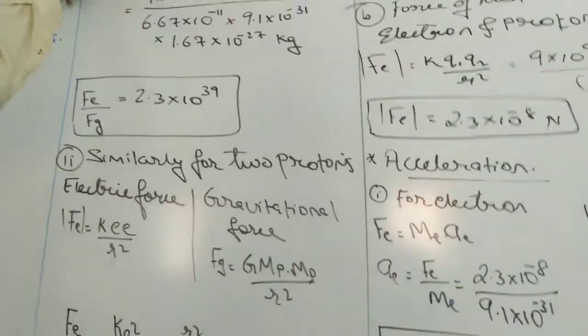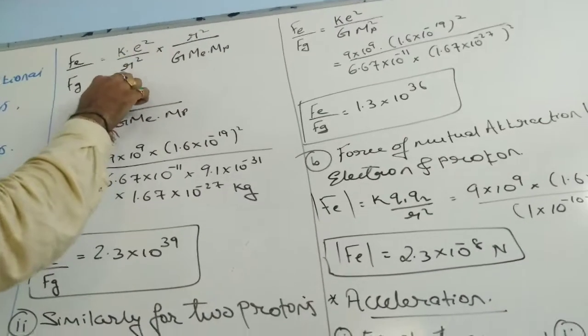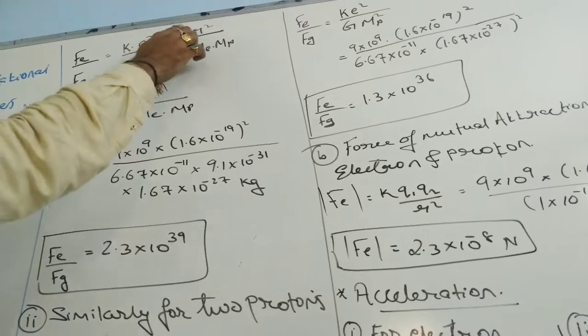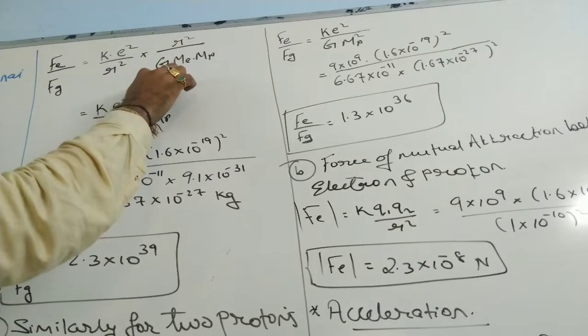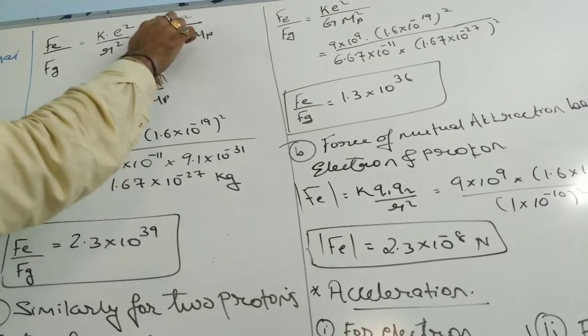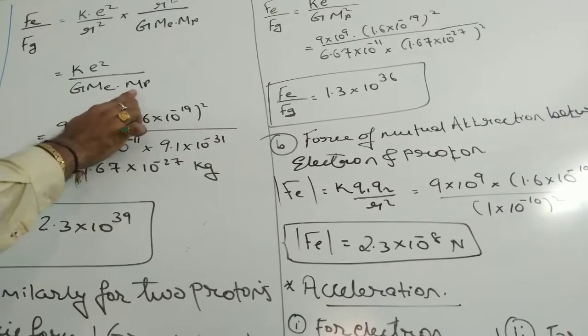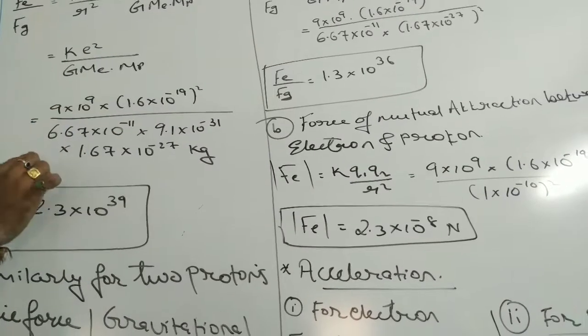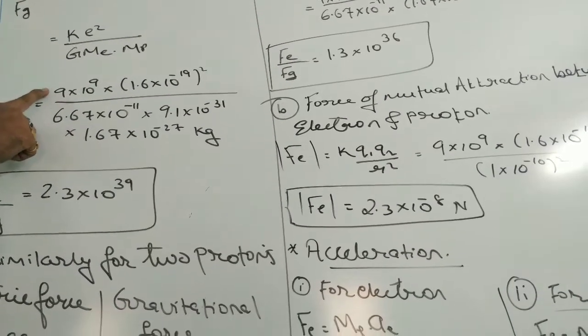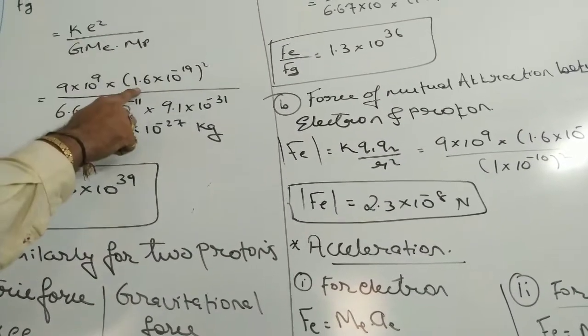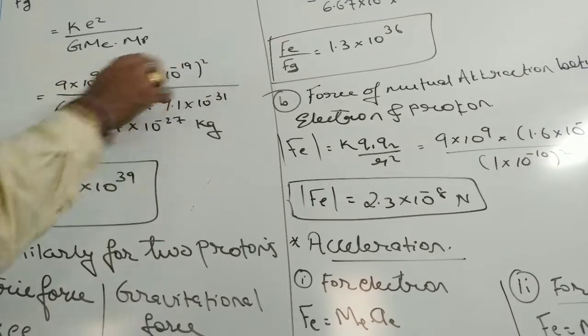Electric force over gravitational force: Ke square upon R square, inverted, G m_e m_p upon R square. R square cancels. Ke square upon G m_e m_p. We'll put down all the values. K is 9 into 10 raised to 9, e is 1.6 into 10 raised to minus 19, whole square.